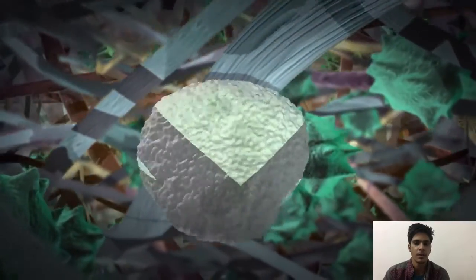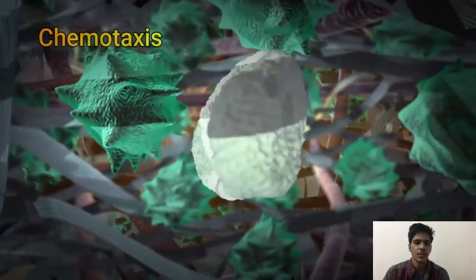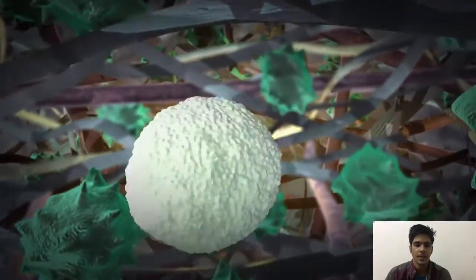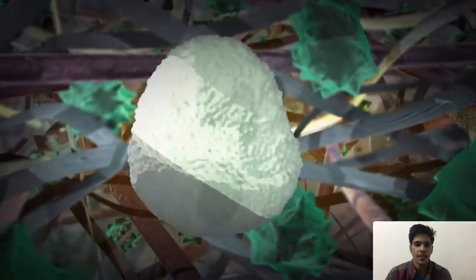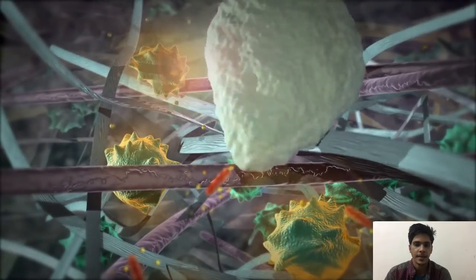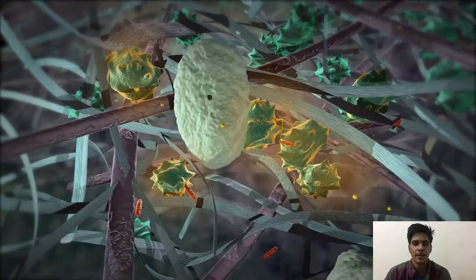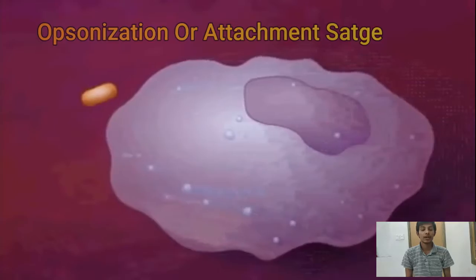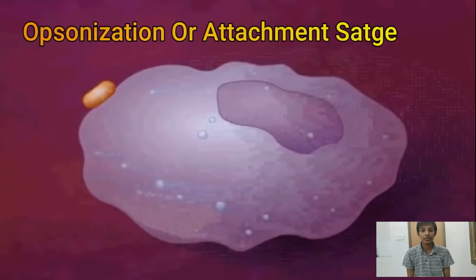Now we will talk about the third process, which is known as chemotaxis. Now you can see in the animation the neutrophils are attracted towards the chemical factors, and the chemical factors bind with the neutrophils.